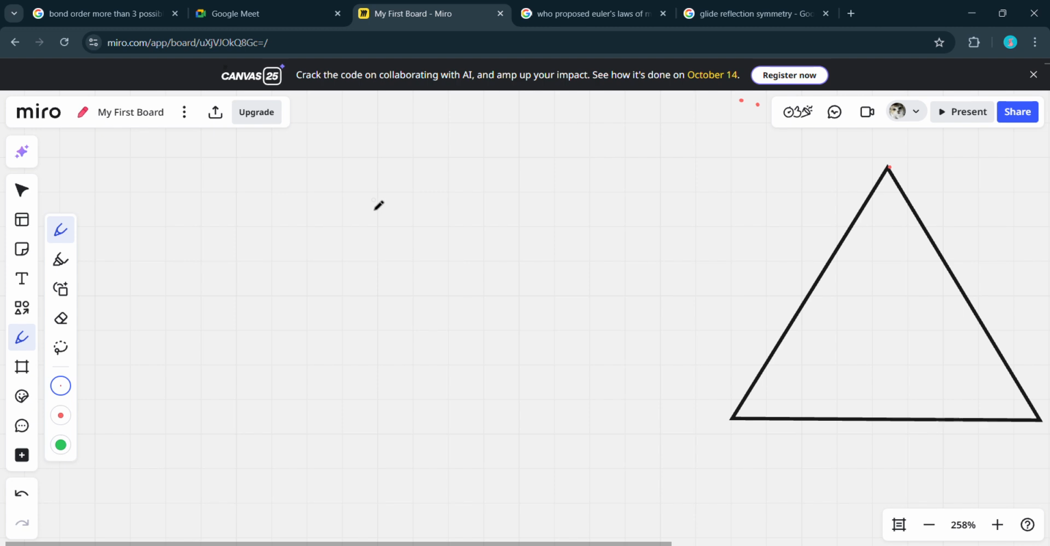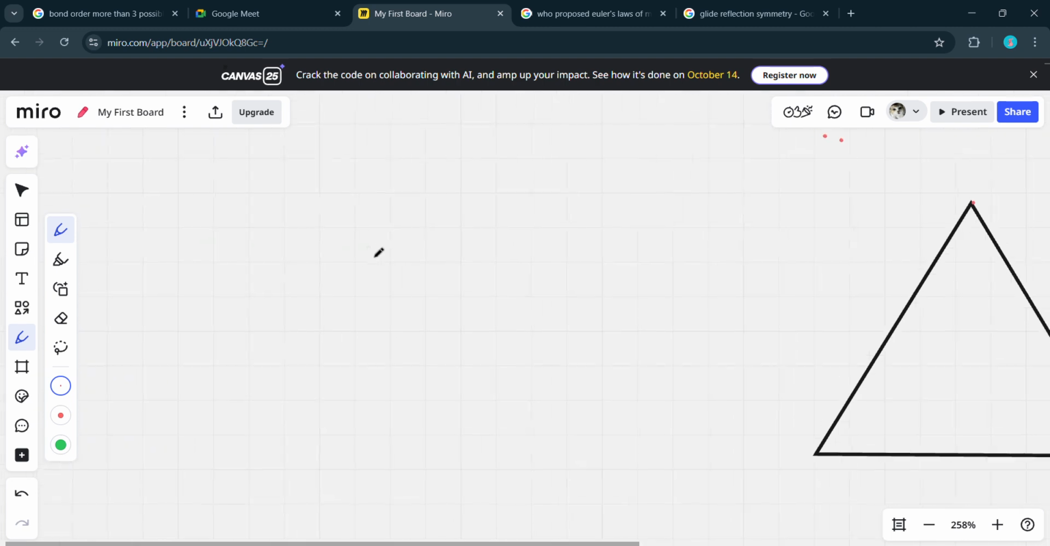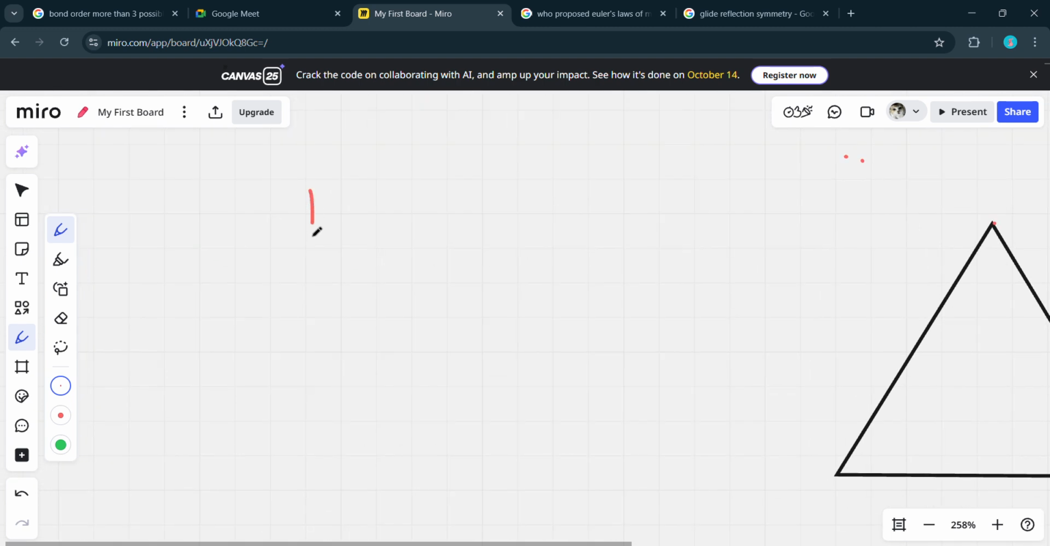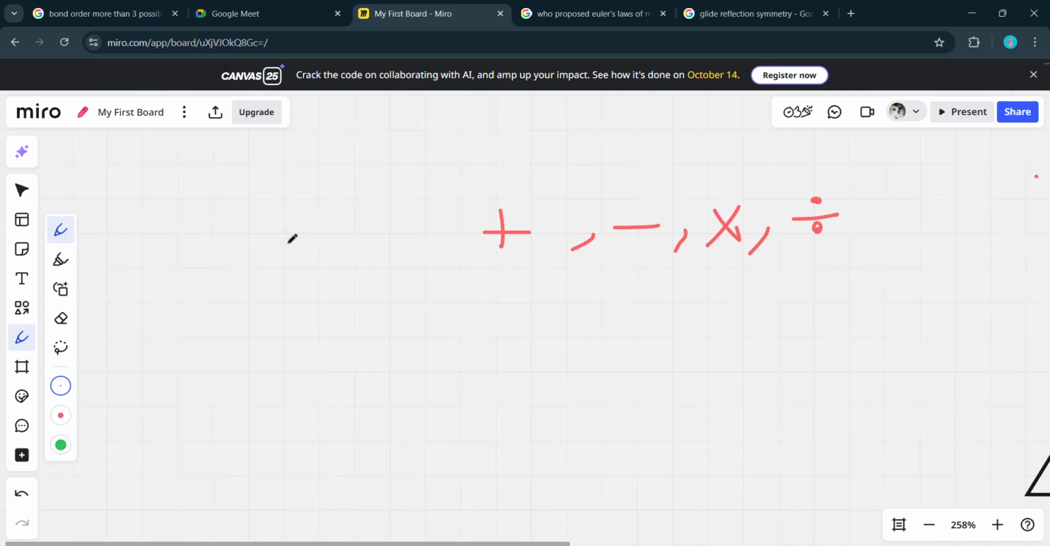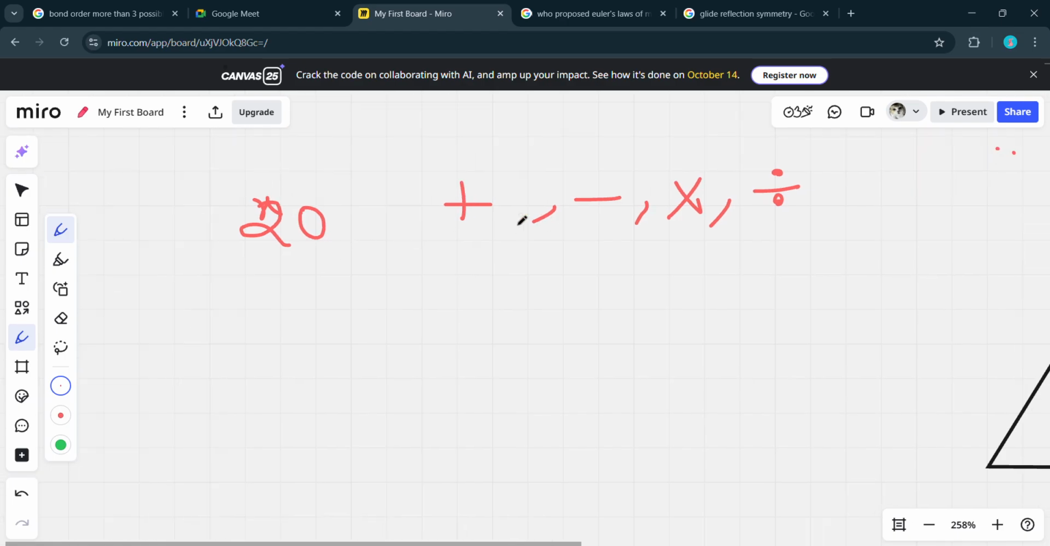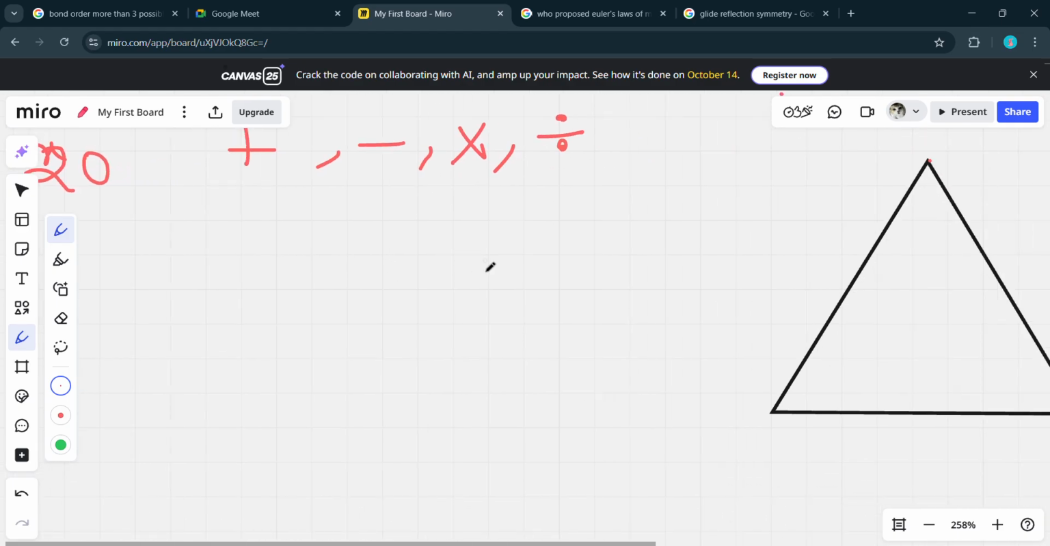It can be defined in terms of a bunch of operations. So you know plus, minus, multiply, and divide. These are operations. Let's say you're given a number x, let's say 20. You add something, then it's an operation. You subtract something, that subtraction is an operation. Multiply, it's an operation. Divide, it's an operation too.